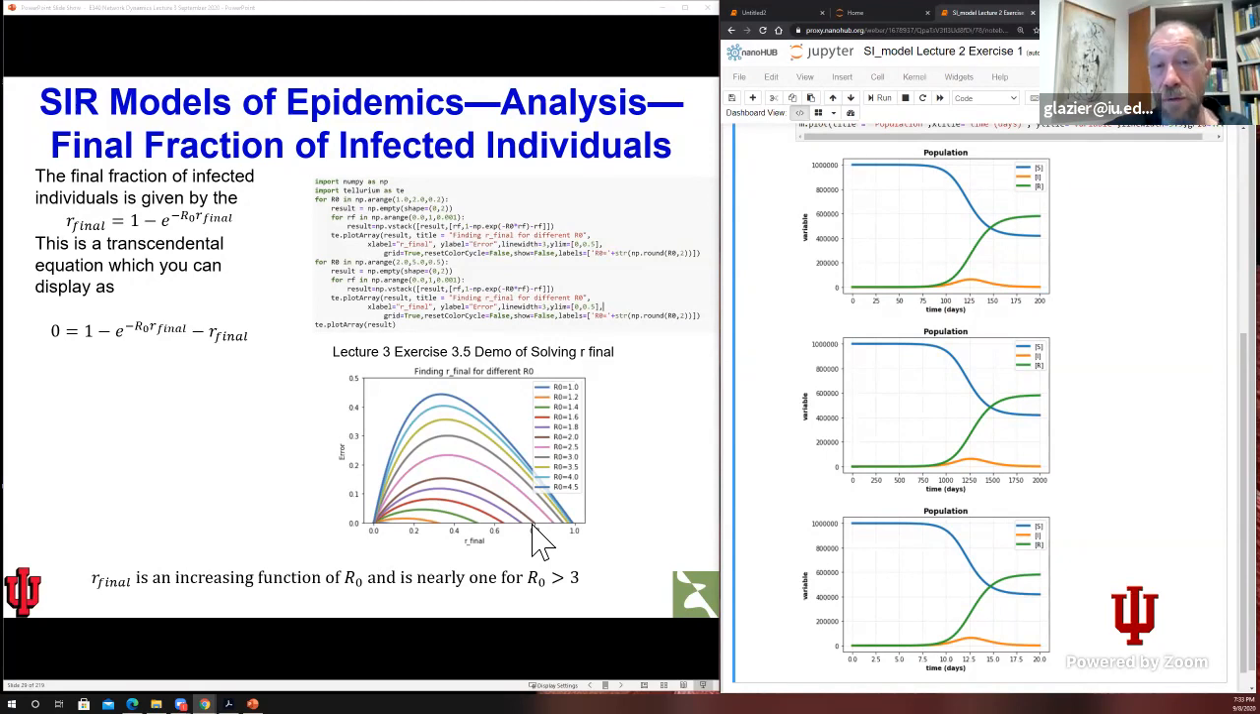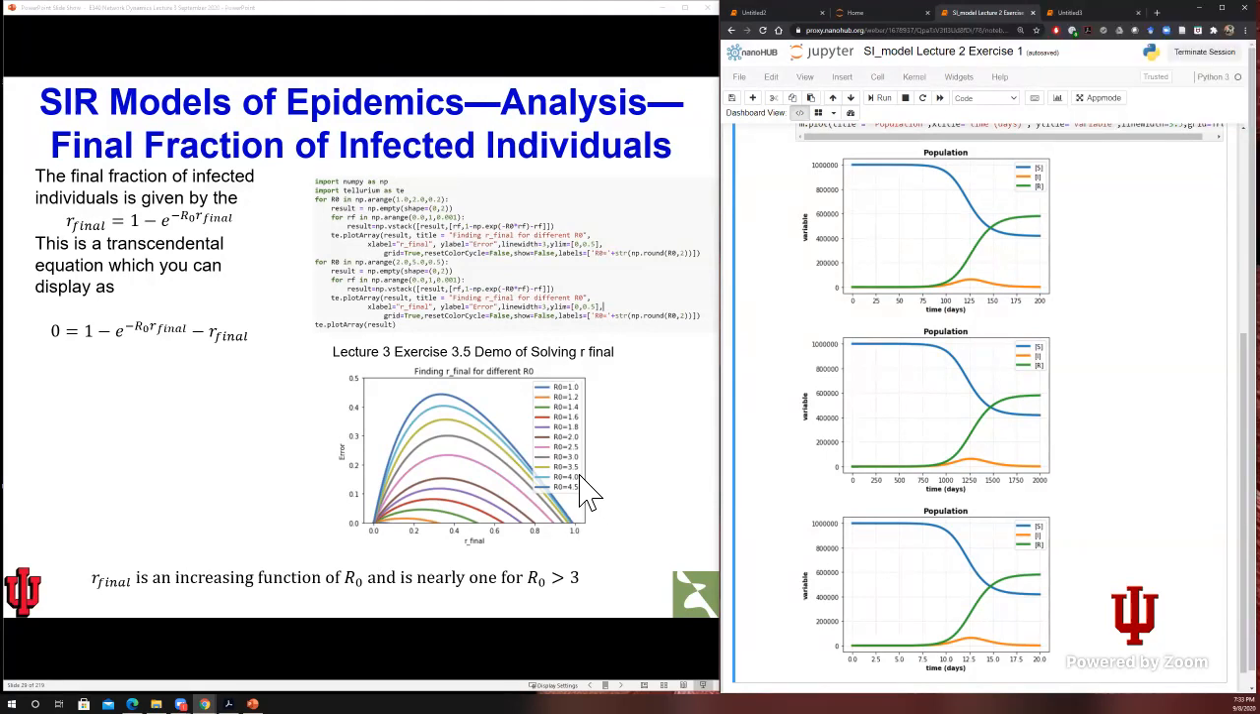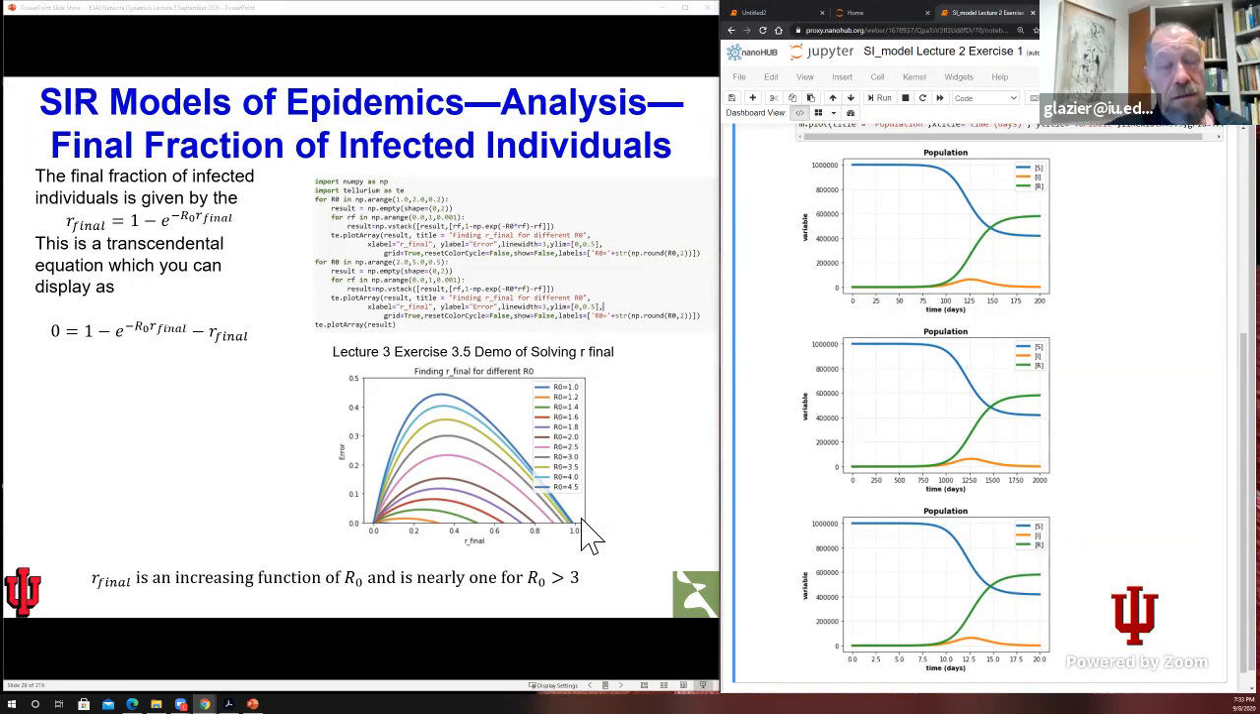And remember, r naught of 2 is actually a very low transmissivity disease. Influenza is 2. Most of the diseases we looked at had r naughts of 4, 5, 6. R naught 4, blue, is over here, something like 95%. Once you're above an r naught of 4, essentially everybody will get infected. Is that clear? Because that's an important concept. I want to make sure that that point comes across.